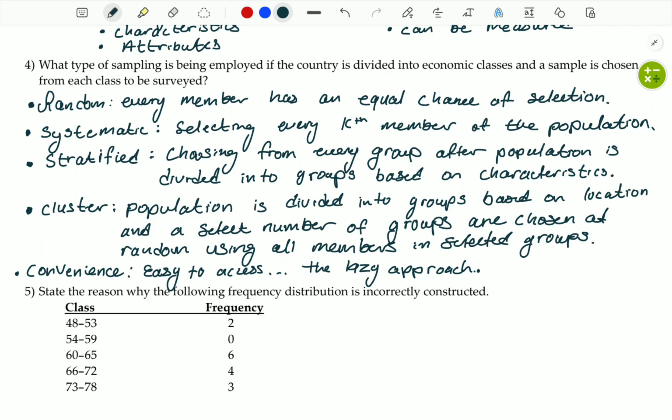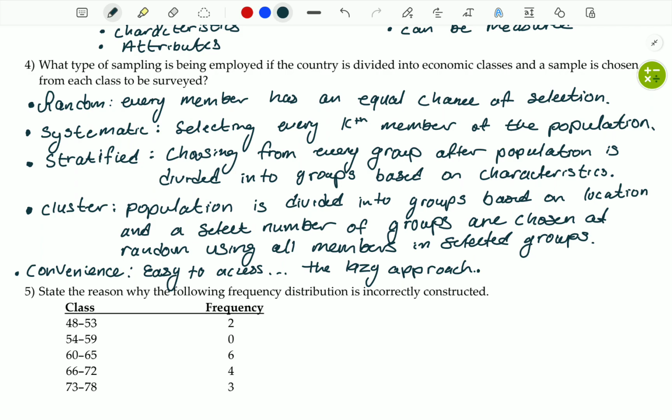Cluster sampling is when the population is divided into groups, usually based on location, and a select number of groups are chosen at random, using all of the members in those selected groups. So, for example, divide your group based on zip code, select a certain number of zip codes at random, and all adult residents who are a part of those zip codes are going to be selected for a phone survey. That's an example of cluster sampling.